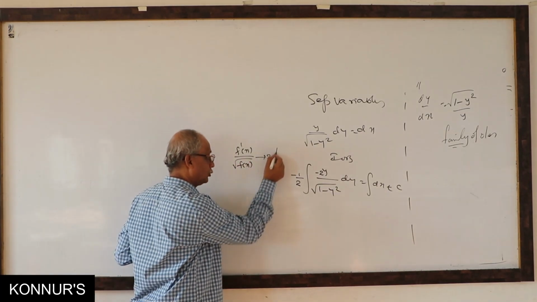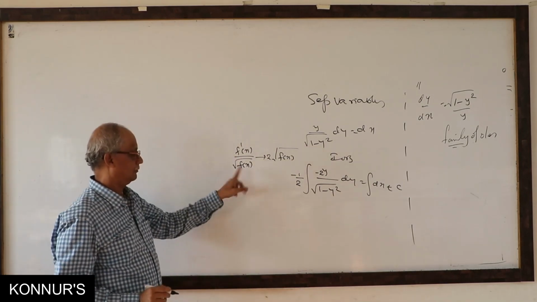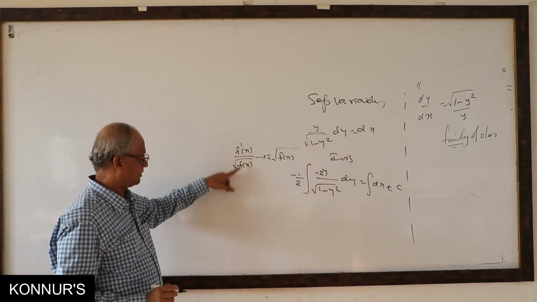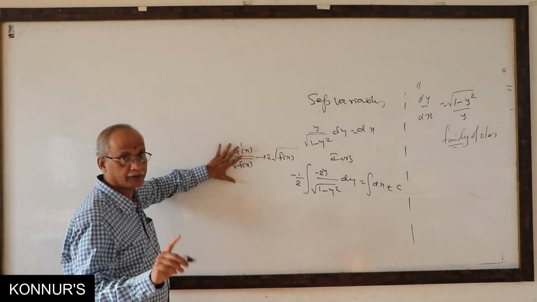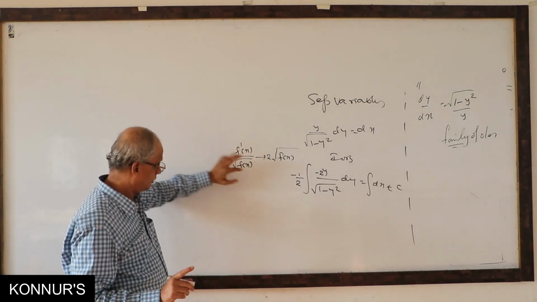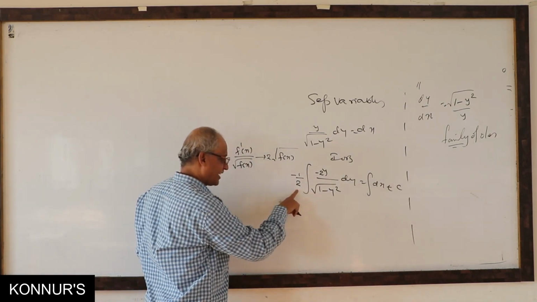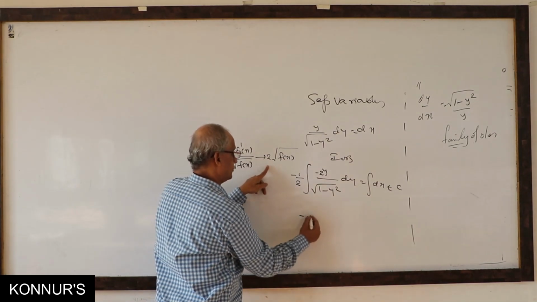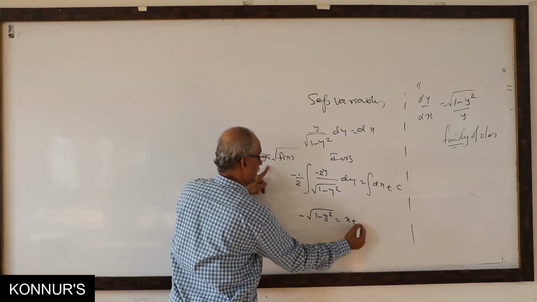Here we have 2 root f of x, not f dash by f. If root is not there, it is log of f of x. Root is there, so 2 root f of x. With this formula, 1 by 2 cancels, minus root 1 minus y square is equal to x plus c.